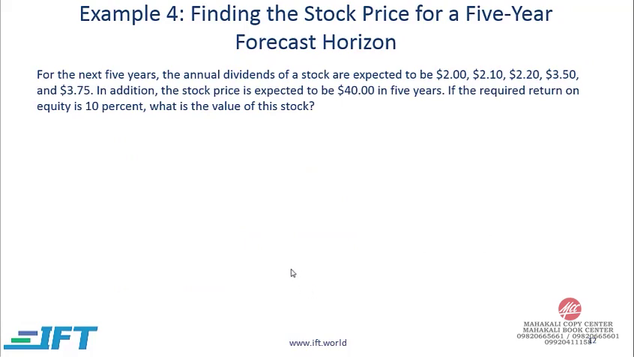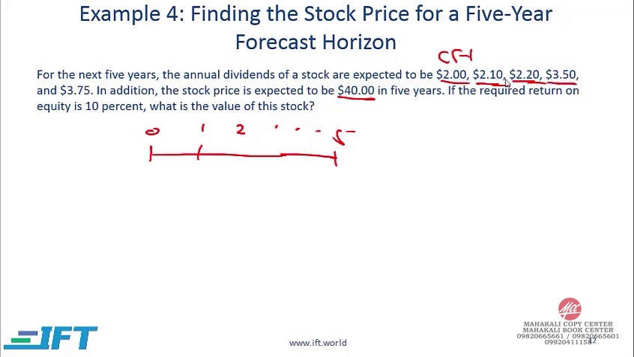Example 4 is slightly more complicated because we have multiple dividend payments, and we also expect a stock price of 40 at the end of 5 years. I think it is unlikely that you will get something this simple on your exam, but it is still possible. The only piece of advice I'd have here is that if you do get something like this, then use your financial calculator. You need to put this in as cash flow 1, this is cash flow 2, cash flow 3, cash flow 4, and then cash flow 5 will be this plus this. You plug in the discount rate of 10% and then compute the present value.